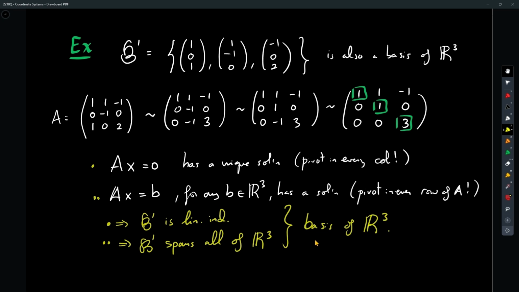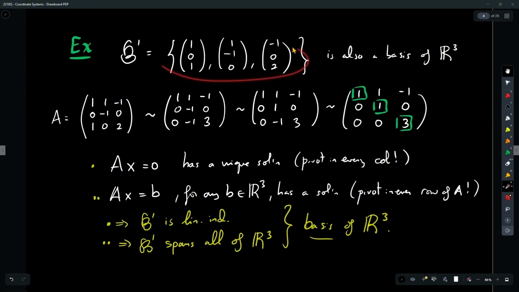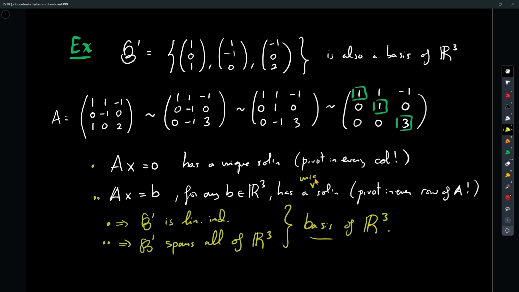And now my question is, if every vector B can be expressed as a linear combination of these three, is that expression unique? Well, it turns out that it's not only true that there is a solution, there is in fact a unique solution because there is a pivot in every row and in every column. So let's see that in action.